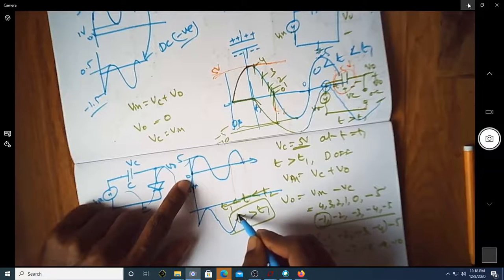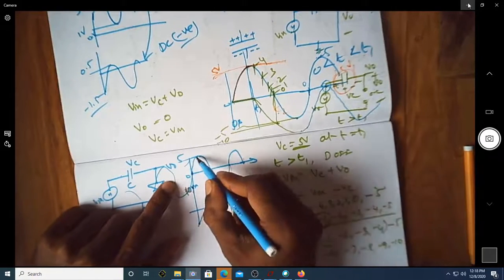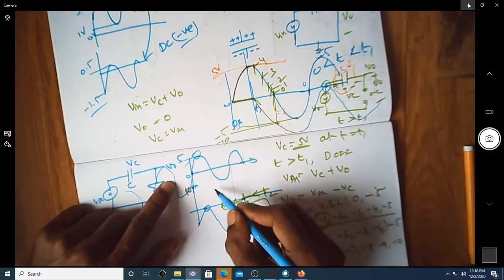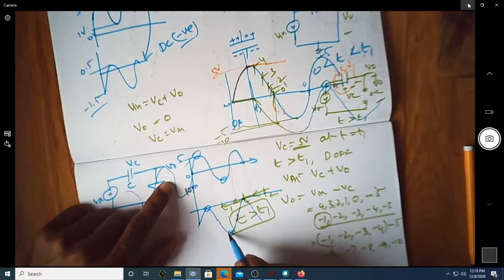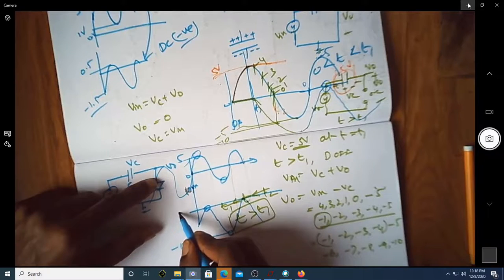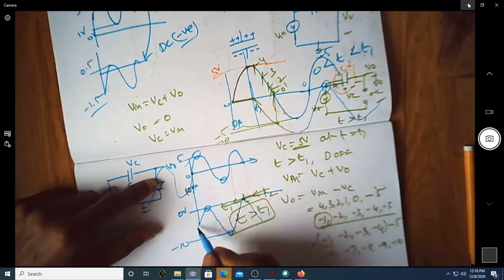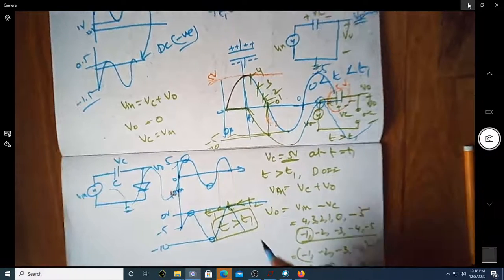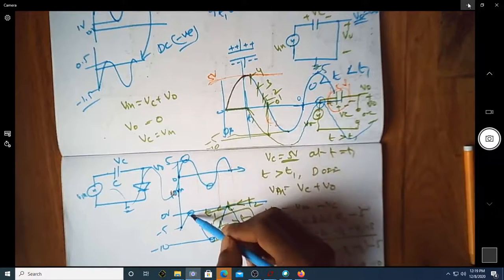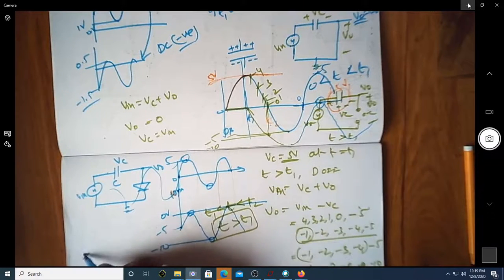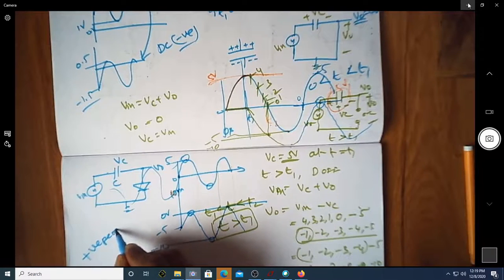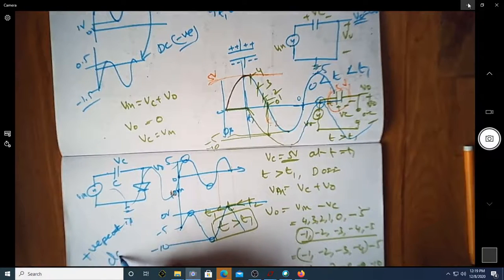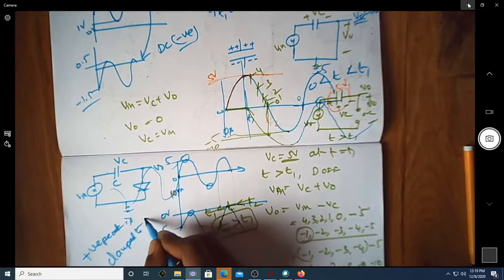If you can clearly have a look at it, when the input is 5 volt, output is 0. When the input is minus 5, this is minus 10. This is 0 volt. When the input is 0, you have minus 5. If you carefully observe the peak of this and the peak of this, can you see now, the positive peak is clamped to 0 volt.